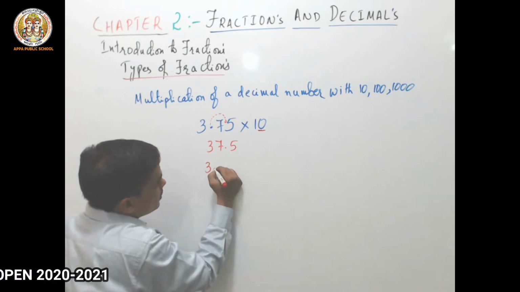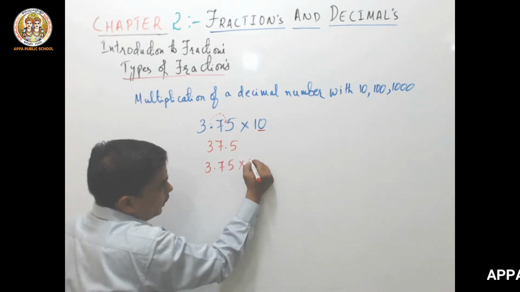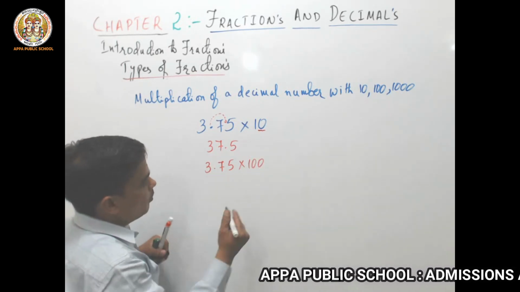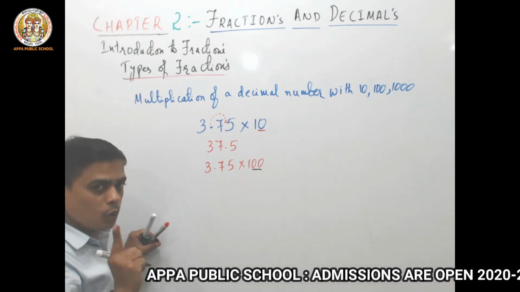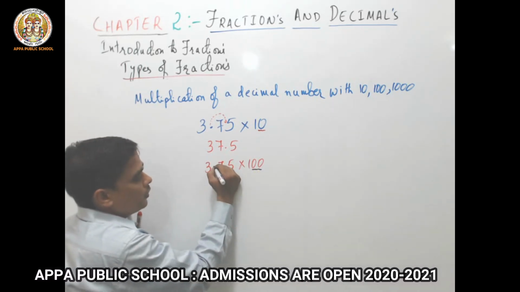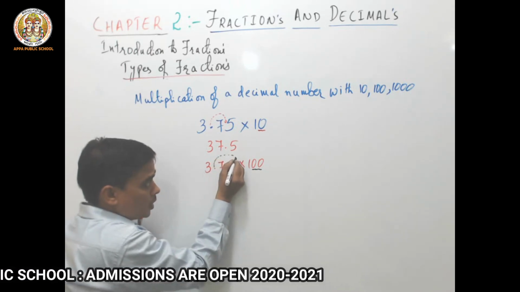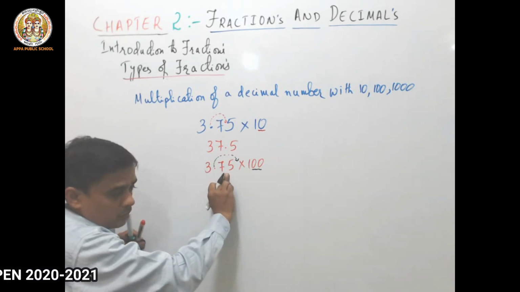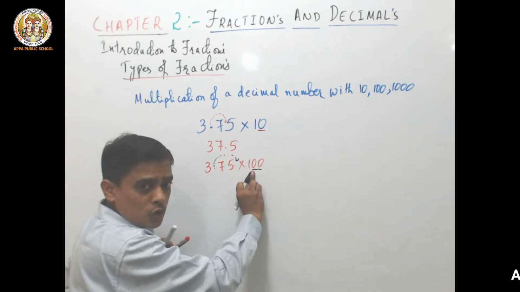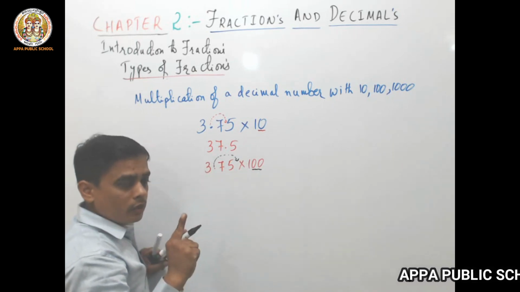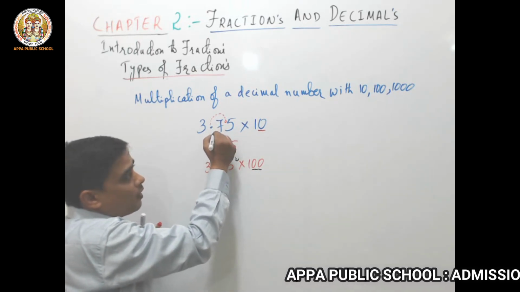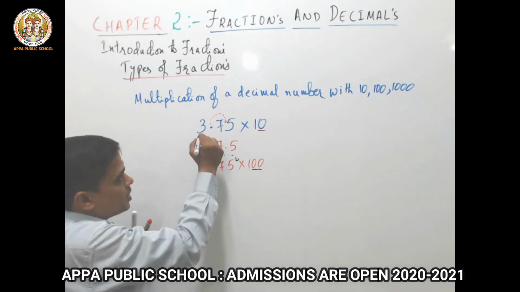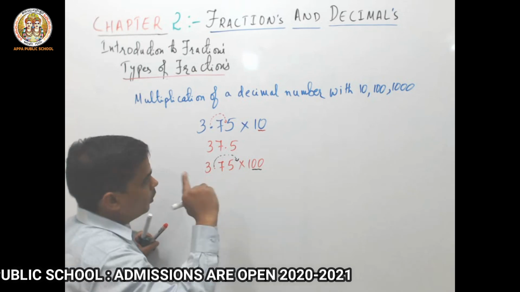Suppose you are multiplying the same 3.75 with 100. See here how many zeros are there. Here there are 2 zeros. So shift this decimal point by 2 numbers towards your right. Why 2 numbers? Because here there are 2 zeros. Earlier it was only 1 zero, so you placed the decimal point towards your right only by 1 number.